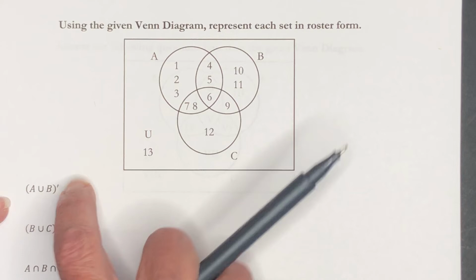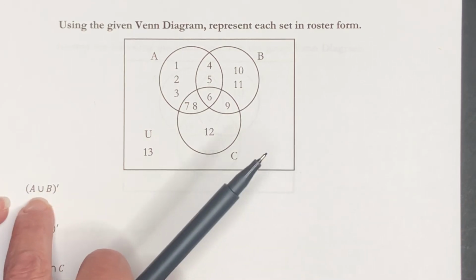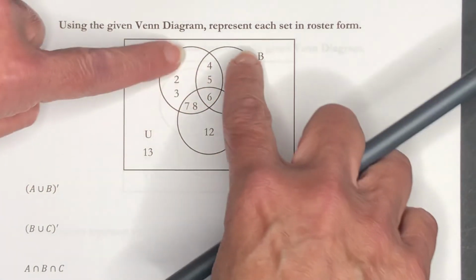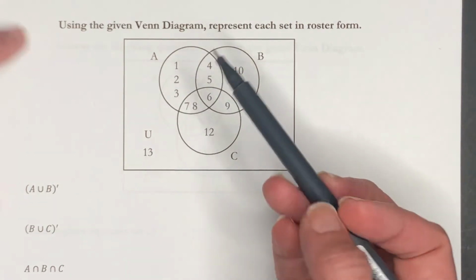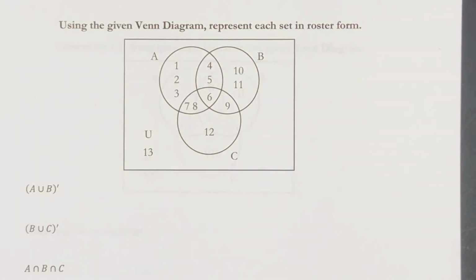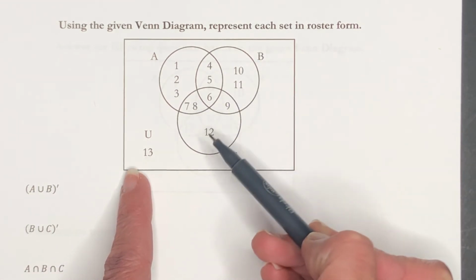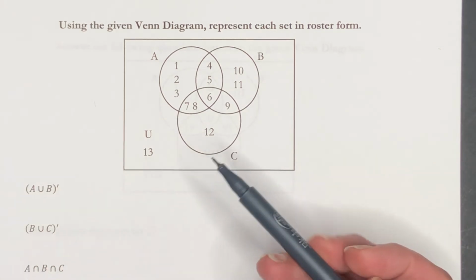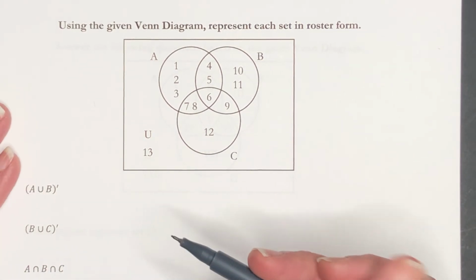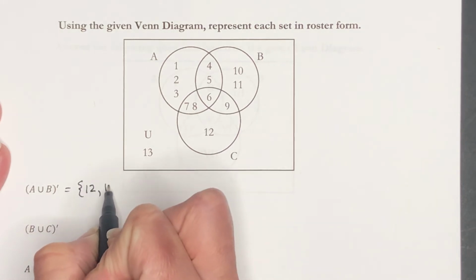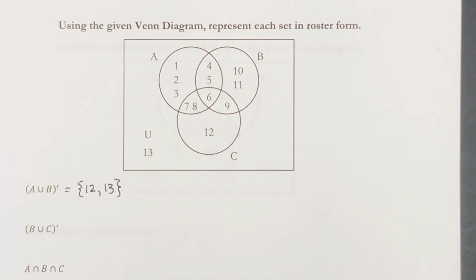Okay? Now let's look at this. A union B, and then take the complement. The easiest way to do this is say, okay, what part is A union B? That's inside this circle and inside this circle. So everything inside those two circles, that's A union B. The complement means we want everything that is not in those two circles. The only two numbers that are not in either of these two circles are 12 and 13. So the answer we're looking for is {12, 13}.